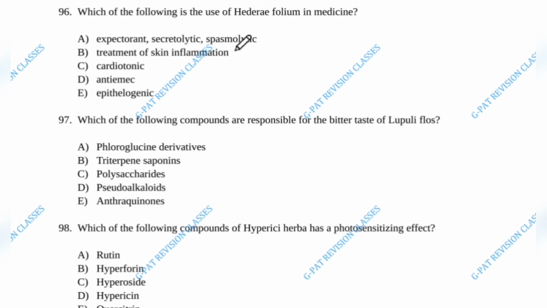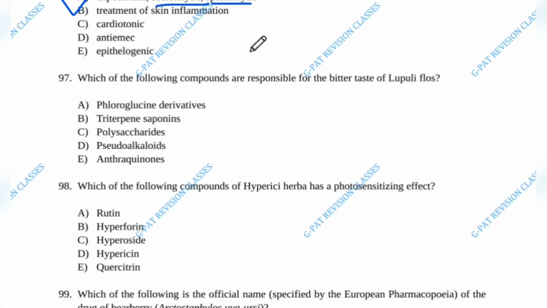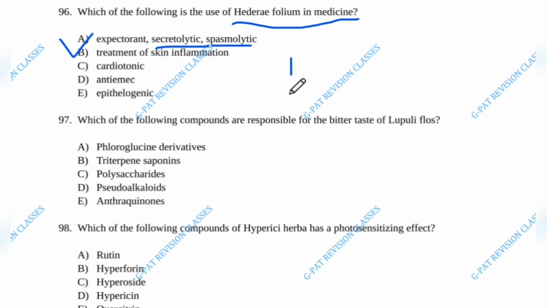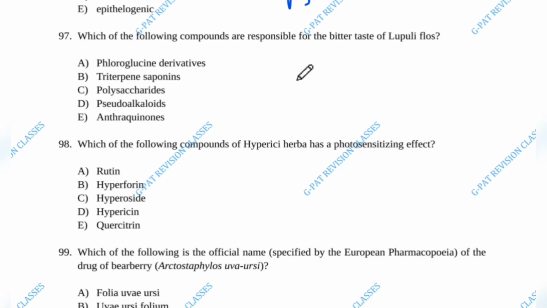Which of the following is the use of Hederae folium in medicine? The answer is A. Expectorant, secretolytic, spasmolytic. Sorry, the answer is A. Okay. Next is question number 97. Which of the following compounds are responsible for the bitter taste of Lupuli flos? The answer is A. Phloroglucine derivatives. Next is question number 98.